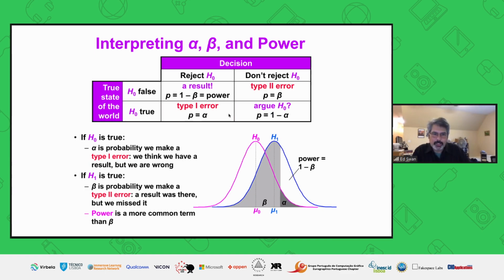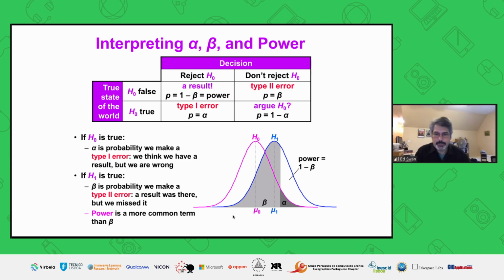So if the null hypothesis is true, based on where we set this alpha, we either correctly accept the null hypothesis, although it's another question to argue it in a paper, or we make a type 1 error. We think we have a result, but we are wrong. This is the case if the null is true. So we're actually drawing from this distribution. Remember, we don't know if the null is true. We're trying to figure that out.